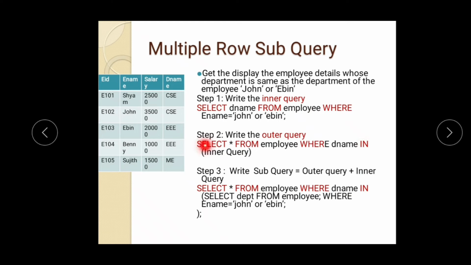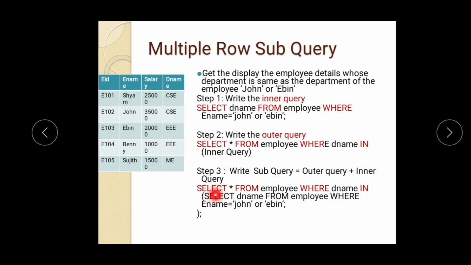Clear? After IN we will write the inner query. What is the inner query? This one will come here. Finally we will combine these two queries, inner as well as outer. So the subquery is the outer query plus the inner query. Select star from employee where D name in, open the bracket, select department name, it is not DPT, it is department name, from employee where E name equal to John or Eben.